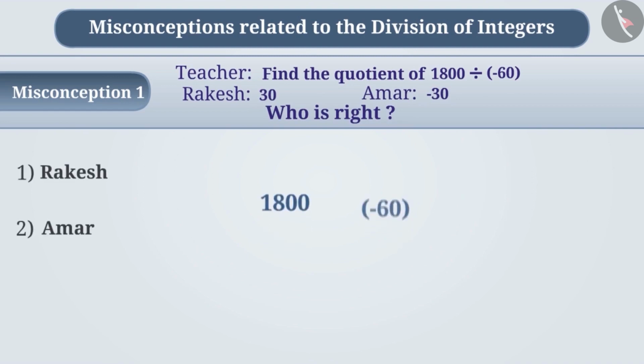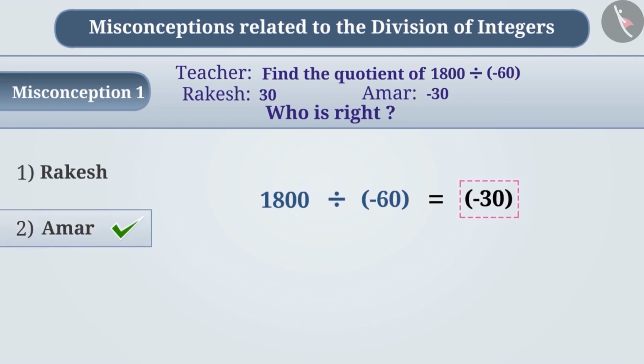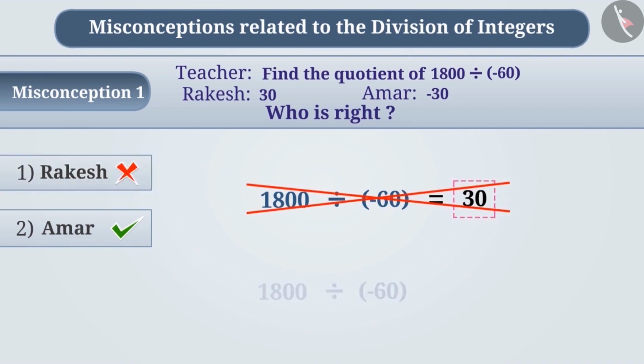The quotient of integers with two different signs is negative. Therefore, the quotient of 1800 divided by minus 60 is minus 30. That is, Amar has given the right answer. Some children understand that in division of integers with two different signs, the quotient is given the sign of the larger number. Therefore, they believe the quotient of 1800 divided by minus 60 to be positive integer 30. This is a misconception. That is, Rakesh has given the wrong answer.